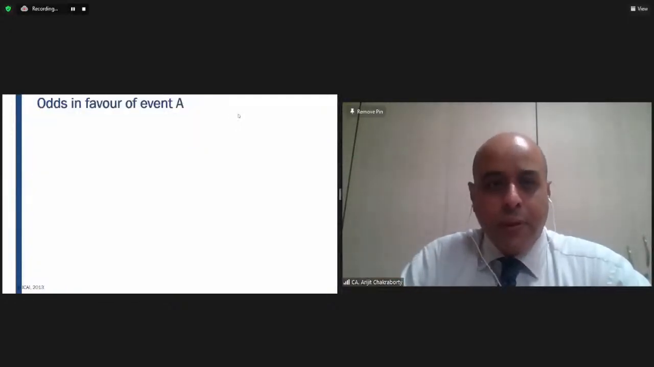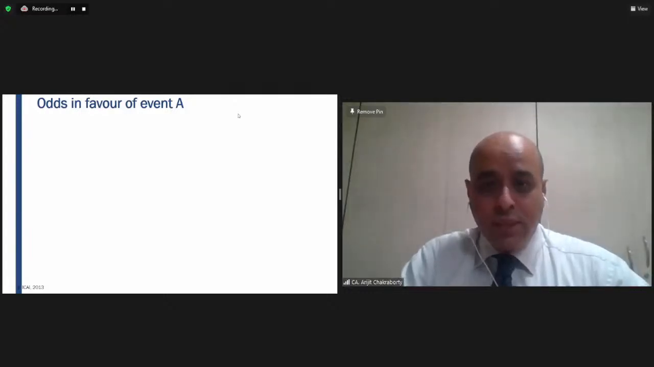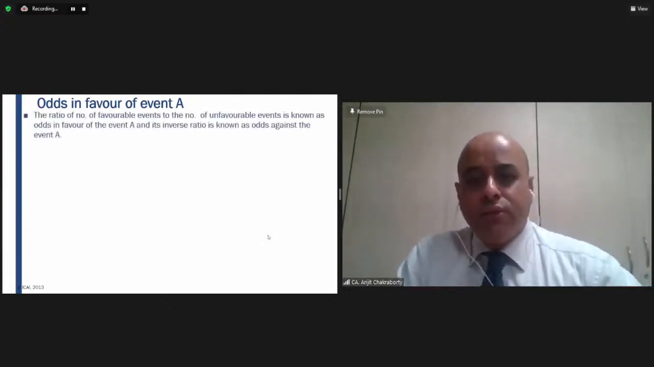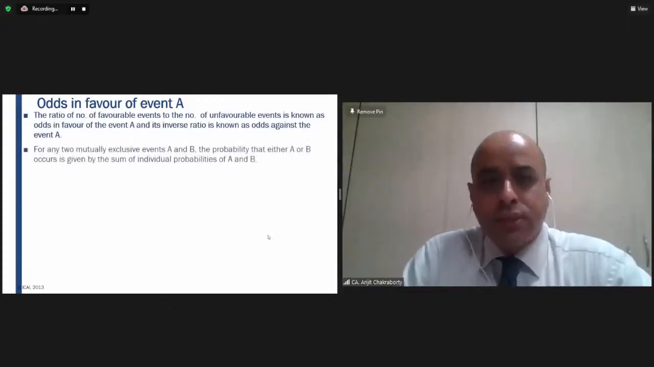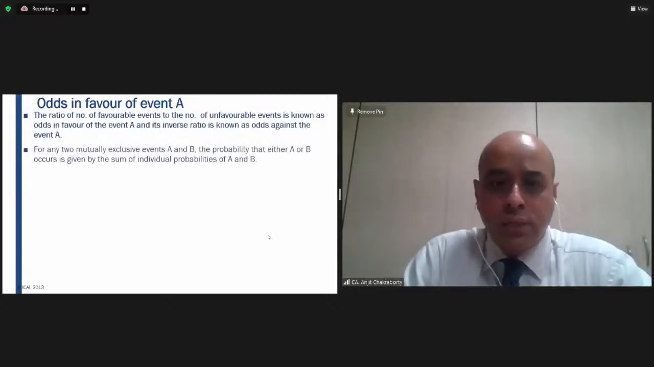Now we take one more example because this comes as a question. Odds in favor of event A. We are just doing a quick recap of the key concept. The ratio of the number of favorable events to the number of unfavorable events is known as odds in favor of the event. And please note, its inverse ratio is known as odds against the event A.